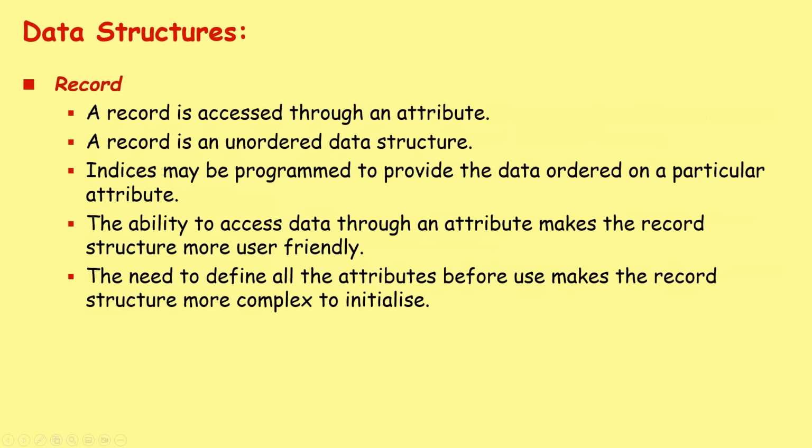Record. A record is accessed through an attribute. A record is an unordered data structure. Indices may be programmed to provide the data ordered on a particular attribute. The ability to access data through an attribute makes the record structure more user-friendly. The need to define all the attributes before use makes the record structure more complex to initialize.